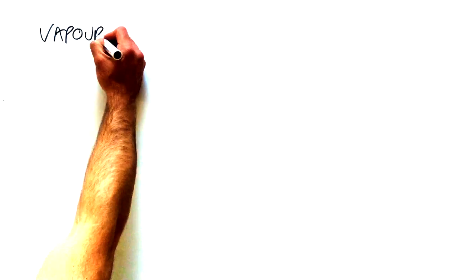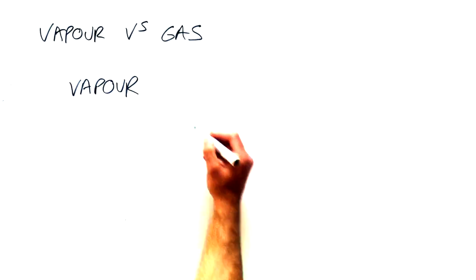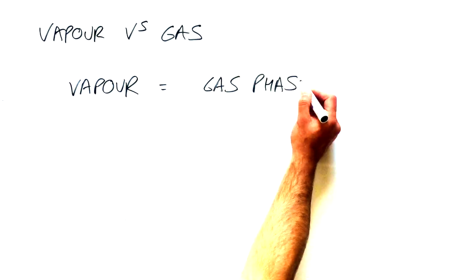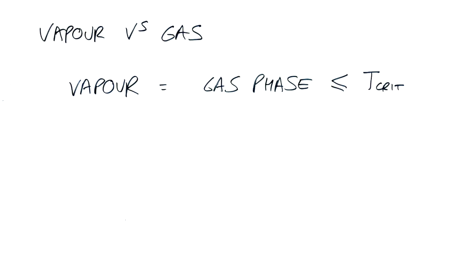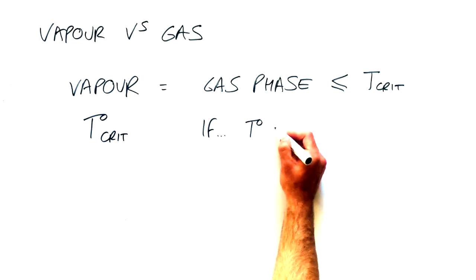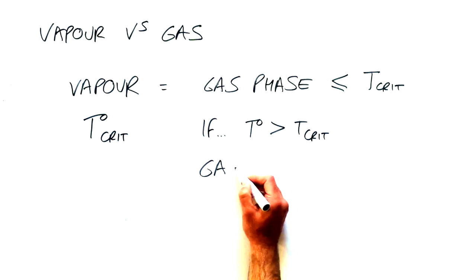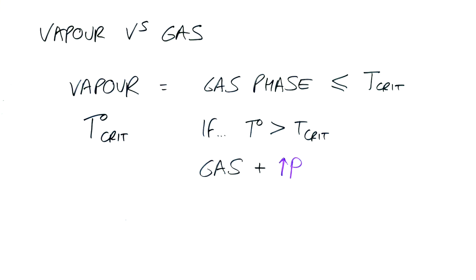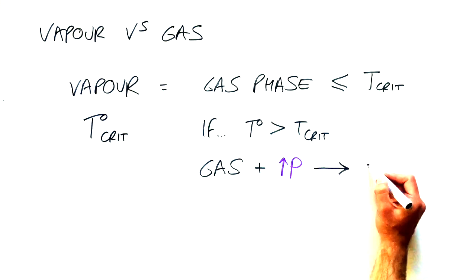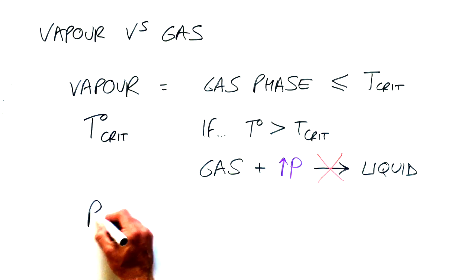So what's the difference between a vapour and a gas? Now, this difference is defined by a value called the critical temperature, where a vapour is a substance in the gas phase at or below its critical temperature. And the critical temperature is the temperature above which the application of pressure alone to the gas phase will not result in liquefaction. So you can't convert the gas to a liquid by the application of pressure alone.